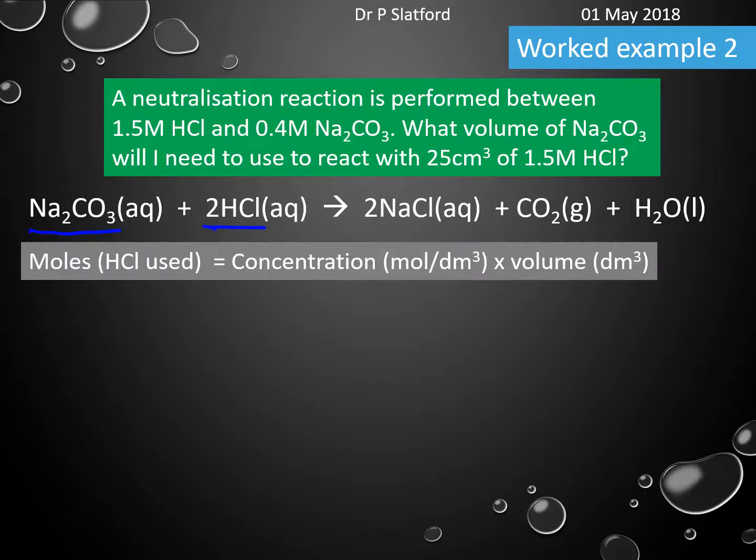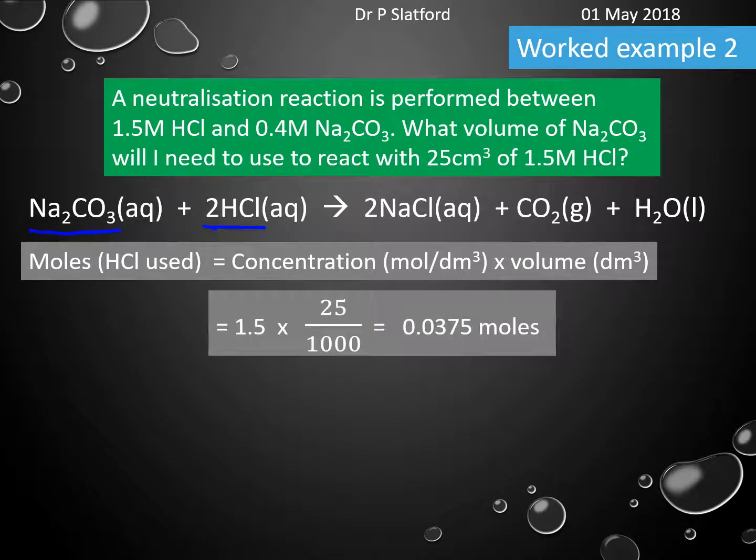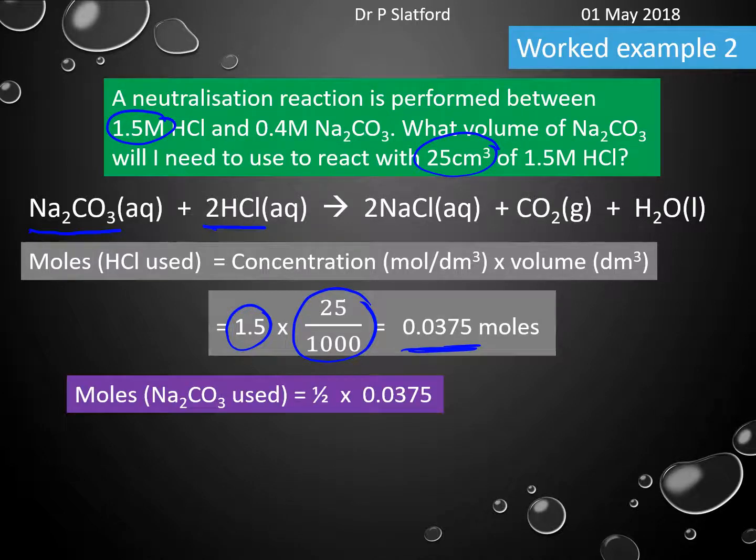The moles of HCl used is the concentration times by the volume. And here again, I use 25 cubic centimeters, which is 25 over 1,000 dm cubed. My concentration was given as 1.5. So that comes out as 0.0375 moles. But the number of moles of sodium carbonate is half that compared to hydrochloric acid. So the number of moles I use in my reaction is half of 0.0375, which equals 0.01875 moles.